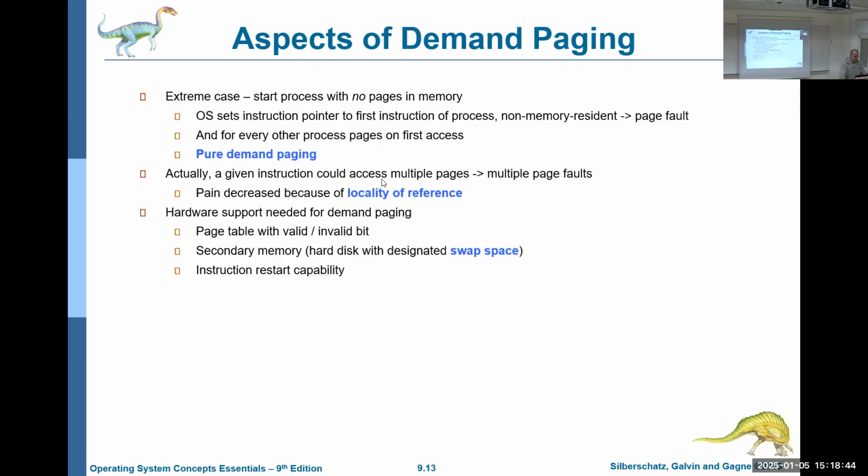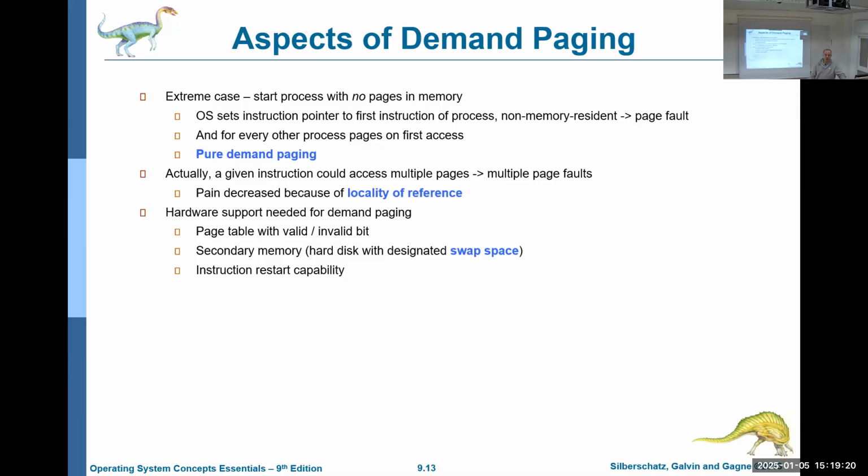Actually, a given instruction could access multiple pages. Theoretically, multiple page faults, but the cost decreases because of locality of reference. So what does that mean? We didn't really see it in MIPS, but in some computers you could do an instruction like move this memory location to that location. You guys with me? Those two locations could be far apart. That could be one instruction. So I could have one instruction that causes me to have two page faults.